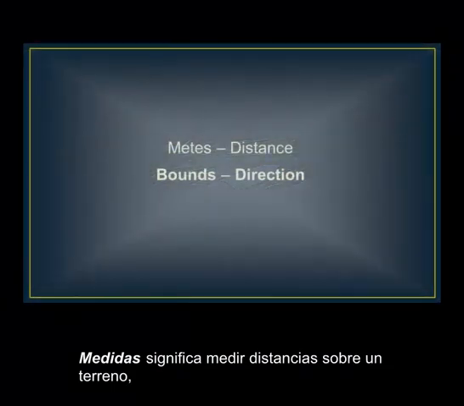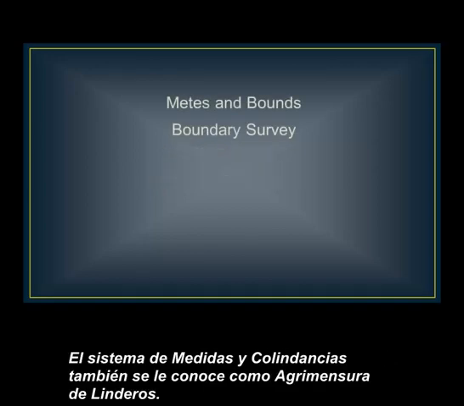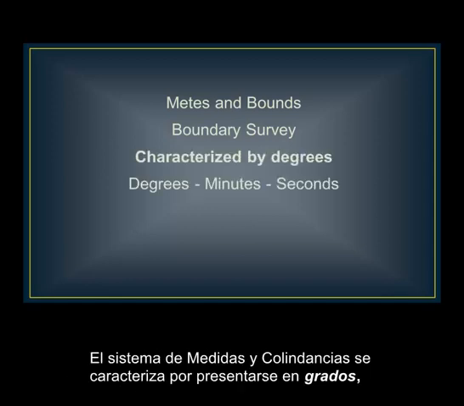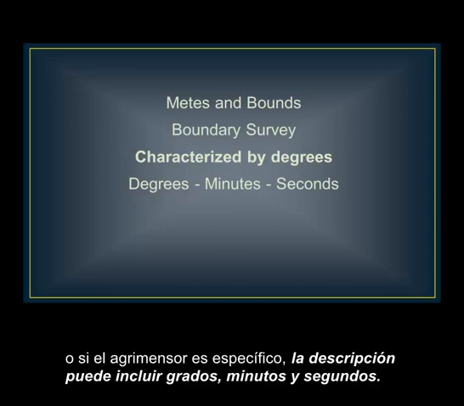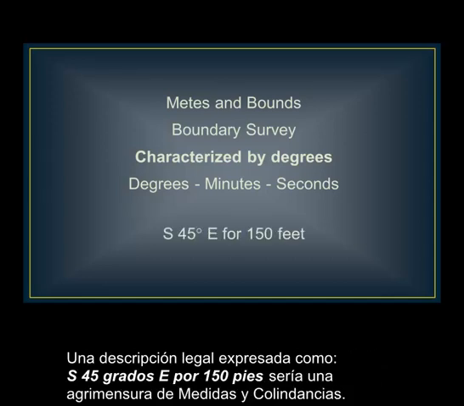Meets means to measure distance, while bounds indicate direction. A meets and bounds is also known as a boundary survey. The meets and bounds survey is characterized by degrees, or if the surveyor is really specific, the description can include degrees, minutes, and seconds. A legal description reading south 45 degrees east for 150 feet would be a meets and bounds survey.